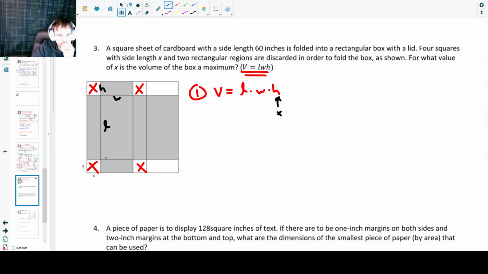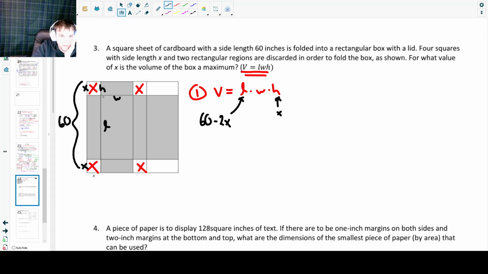Now, let's think about L in terms of X. We know that this total side length here is 60, and that these two parts are X and X. So this length of our box is going to be 60 minus 2X.